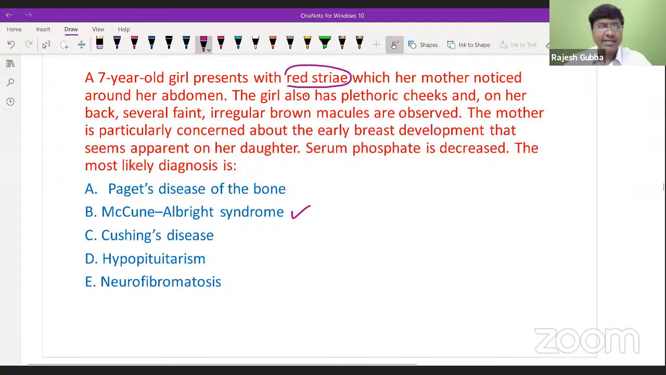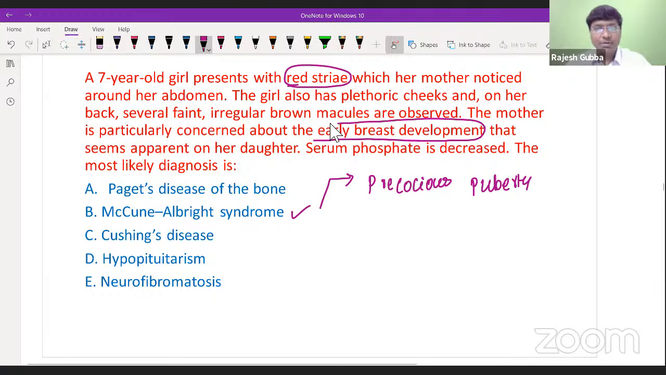What is the abnormality in the skin here? There is presence of red striae. Apart from that, there can also be abnormalities within the bone, and hormonal disturbance can be seen in these individuals. These patients will have precocious puberty. What is the point in favor of precocious puberty in this patient? There is concern about early breast development. She's only 7 years old, so how can you expect breast development? That will not be there. So there will be precocious puberty in these patients with McCune-Albright syndrome.